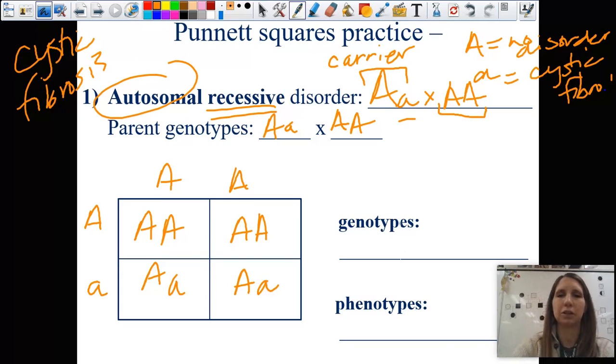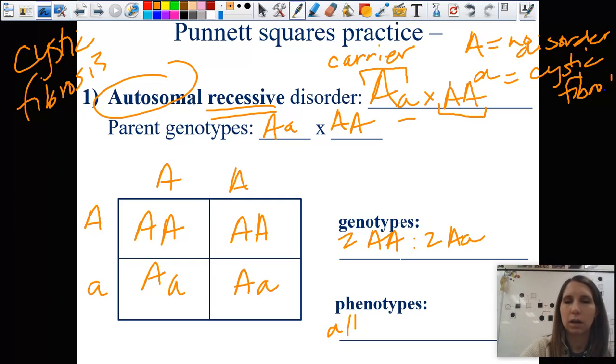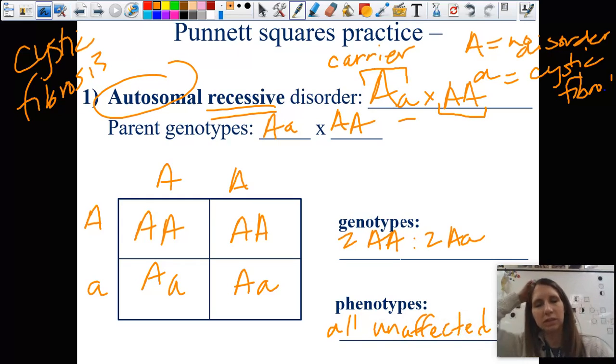So my genotype ratio, I could say I have 2 big A big A to 2 big A little a, or 2 homozygous dominant to 2 heterozygous, or 2 homozygous dominant to 2 carriers. Phenotypes, we're going to say all, or 100%, unaffected, no disorder, all normal. I kind of hate to use that word normal, because you're still normal regardless, but we're saying normal in the context of you do not have whatever this disorder is.